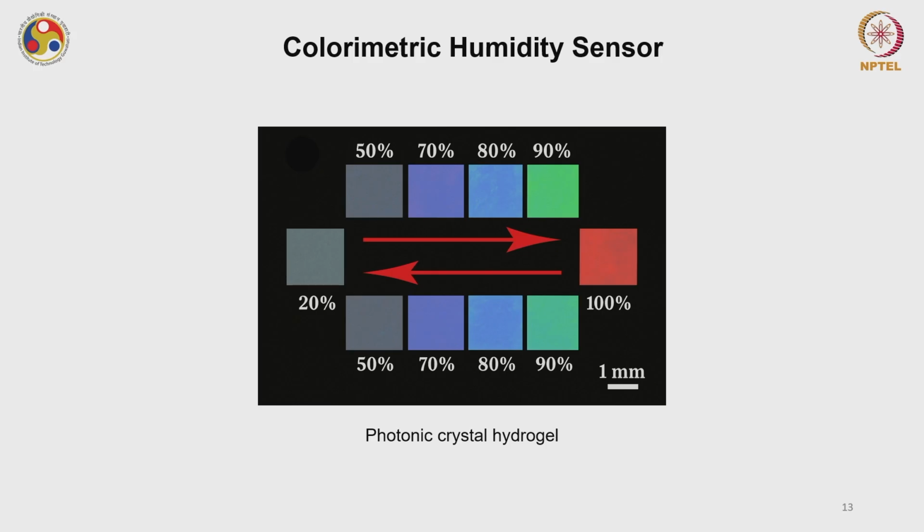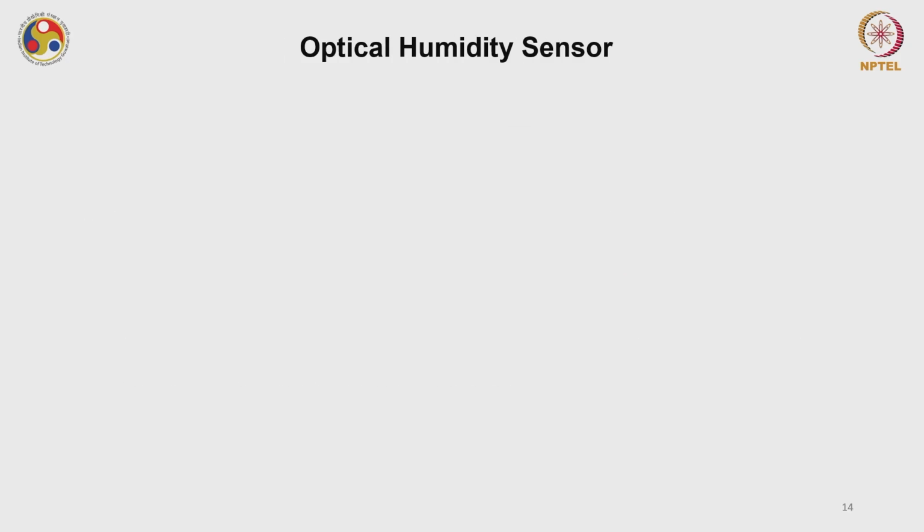Say this is one example where you can see that under different humidity conditions, the crystal color changes from a light gray to green from 50% RH to 90% RH, or even from 20% RH to 100% RH when it becomes red in color. So this hydrogel changes its color when it is subjected to different moisture conditions.